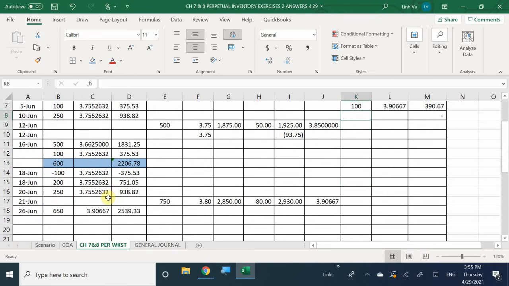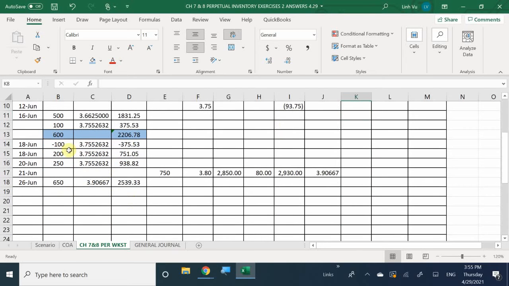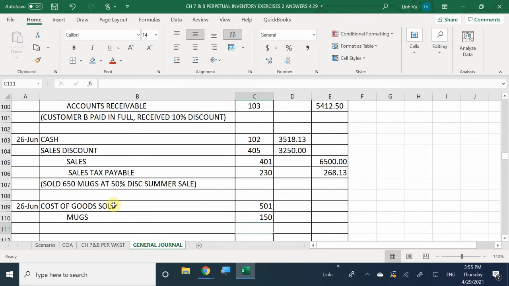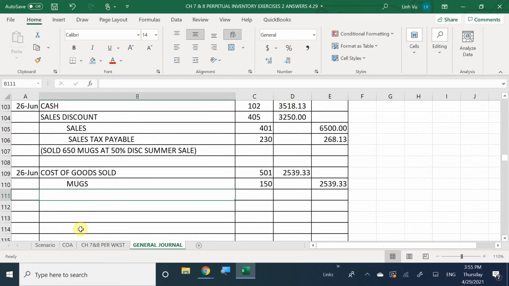Okay. So there we have it. We have that and we sold that. So therefore, we need to take away and update our journal to say that we sold a total of $2,539.33. Okay. And once again, I need to place the information that I sold 650 mugs. Okay.